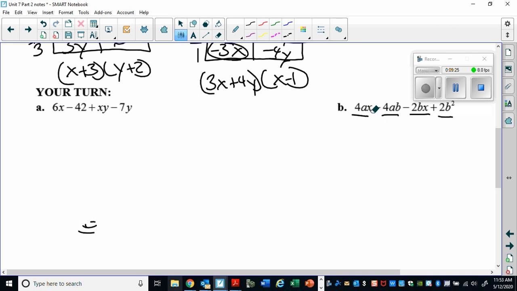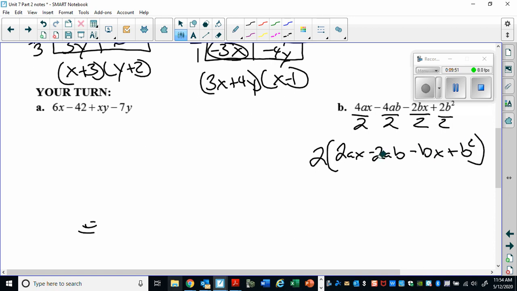What we know about 2s is that 2 can go into any even number. So I can take 2 out of each term. There are no variables I can take out, but I can take a 2. So we're going to put our 2 here, parentheses. We're going to have 2ax minus 2ab minus bx plus b squared. Now we're going to go straight to our box.